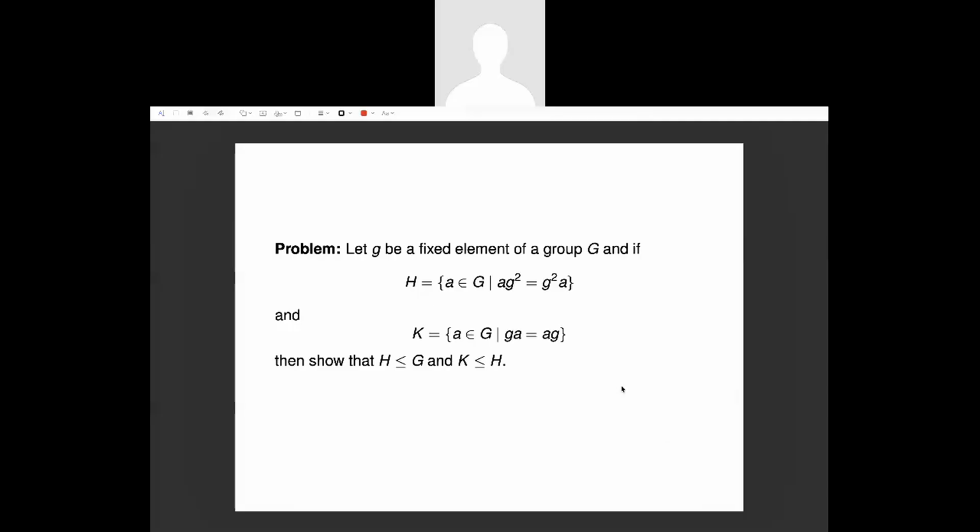Now what about this? Let g be a fixed element of a group G, and let H be the set of a in G such that a g squared is equal to g squared a, and K be the set of a such that ga is equal to ag. Then H is a subgroup of G and K is a subgroup of H. Think about this. Let's think about this question for two minutes.